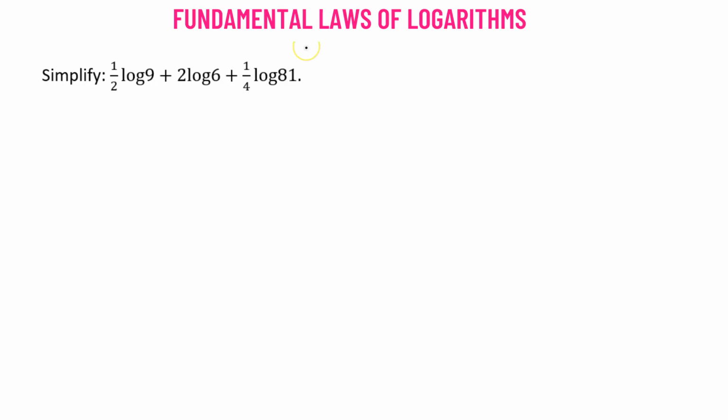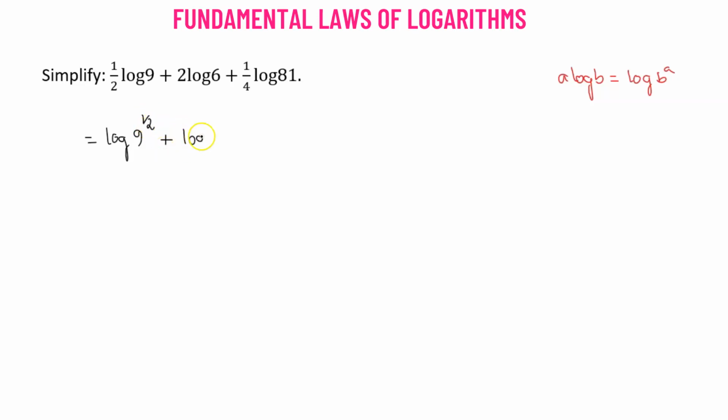We need to simplify the given logarithmic expression. To begin with, we will use the property that a times log of b is equivalent to log of b raised to the power of a. So that means for our first term, we have half log of 9. So we'll take half and raise it as the exponent of 9. So we have 9 raised to the power of half.